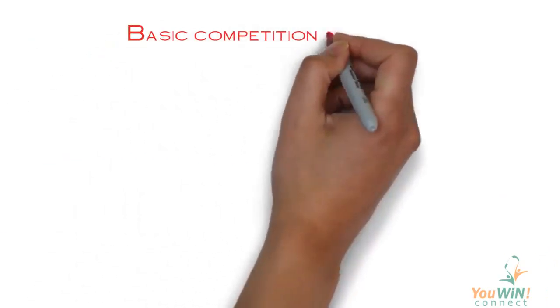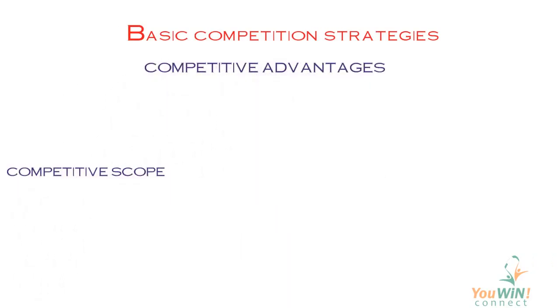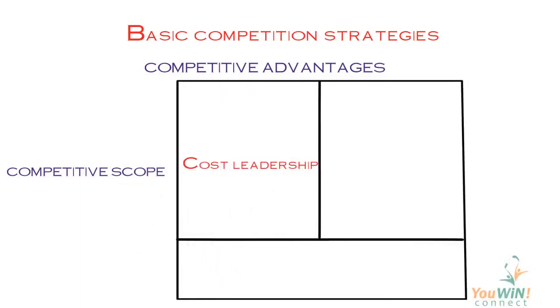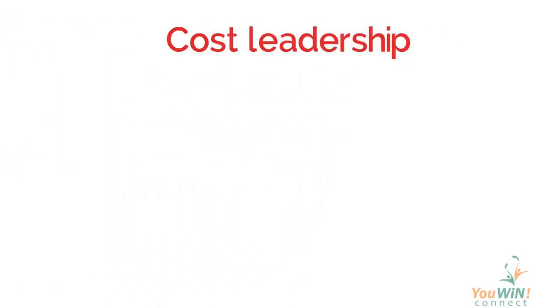There are three basic types of competition strategies that are derived from your competitive advantages and, of course, the scope of the firm's competition. The three of them include cost leadership, differentiation, and focus. So let's start with cost leadership.